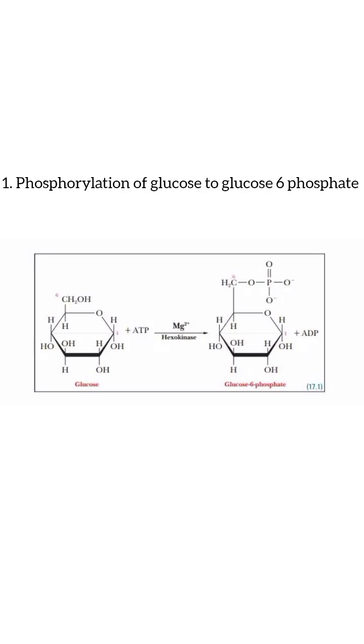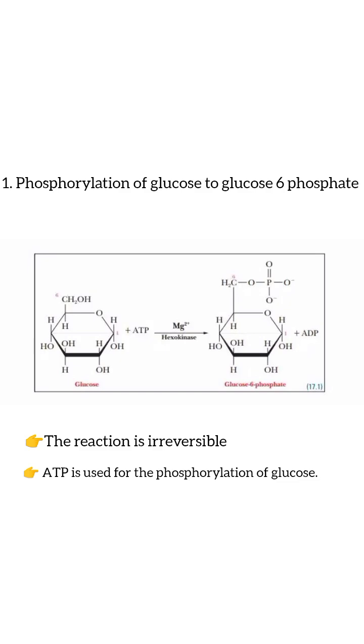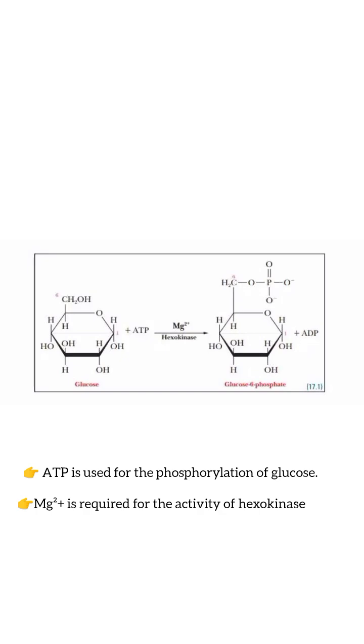Here are things to know about this reaction. 1. It is irreversible, and this is because the reaction is highly exergonic and releases a large amount of free energy. 2. ATP is used for the phosphorylation of glucose. And 3. Magnesium ion is a crucial cofactor which is required for the activity of hexokinase.